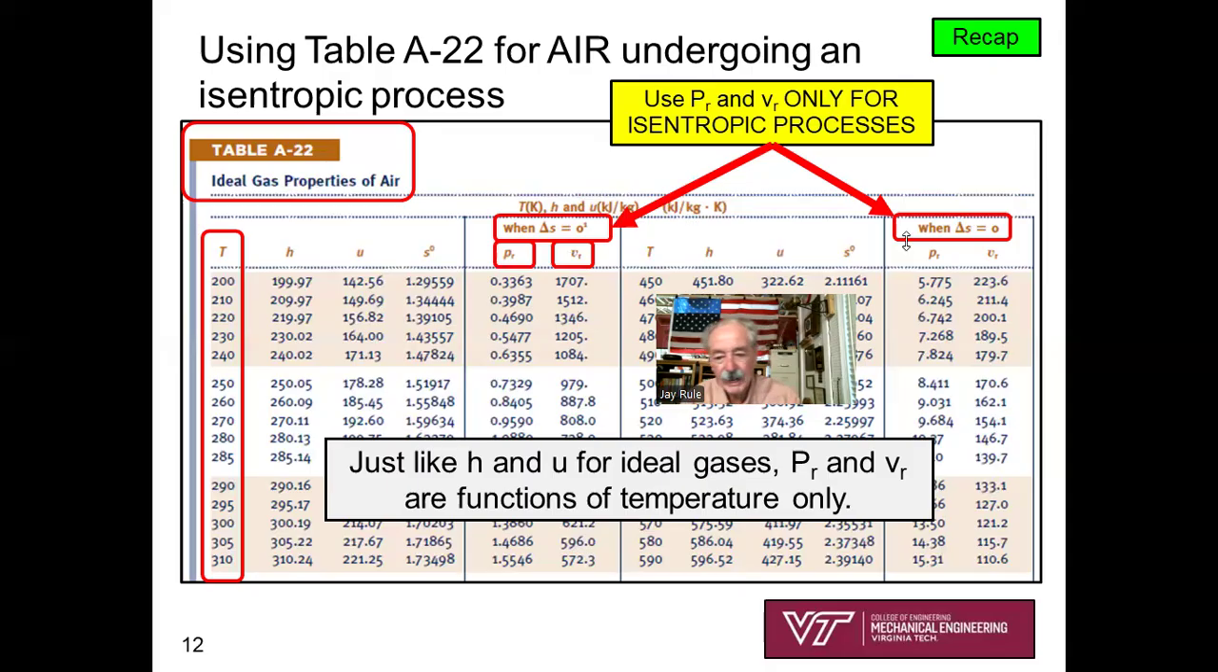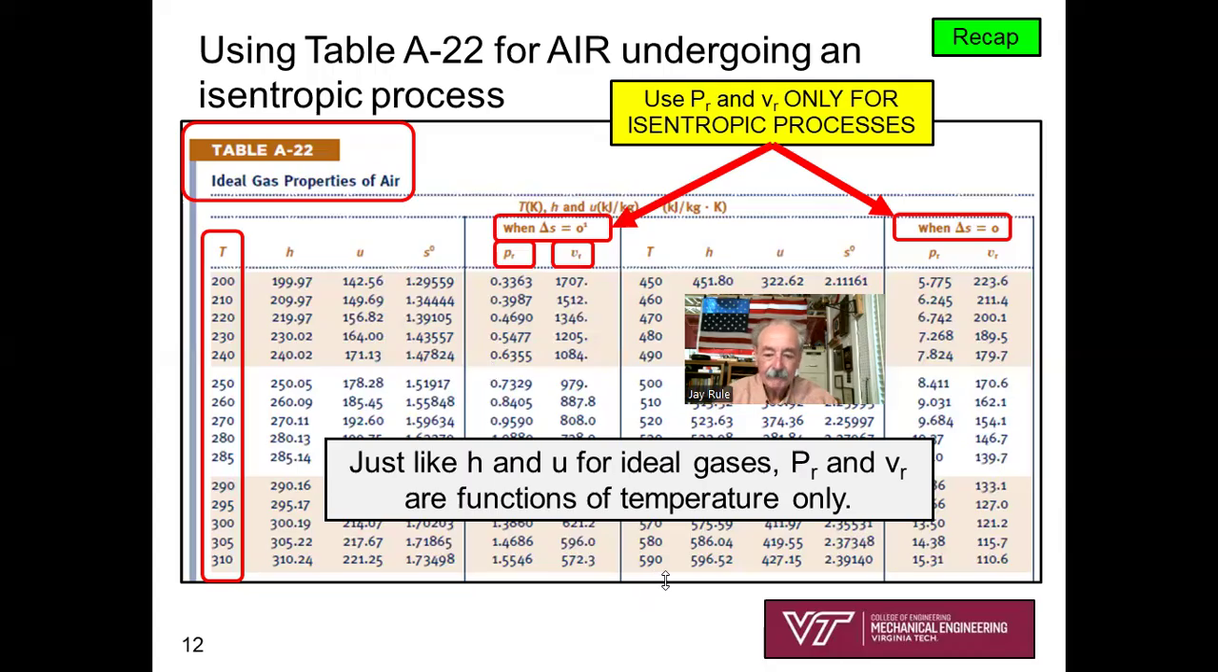When we come over to the right-hand side of table A22, the block I'm circling with my cursor is the same idea as the left block. We simply continue temperatures going up and up, because they fit table A22 on one or two pages of text. So that's the two basic column blocks of table A22. All of these thermodynamic properties for air are functions of temperature only. It's an important thing to remember.